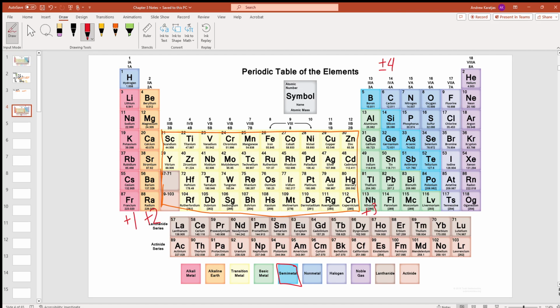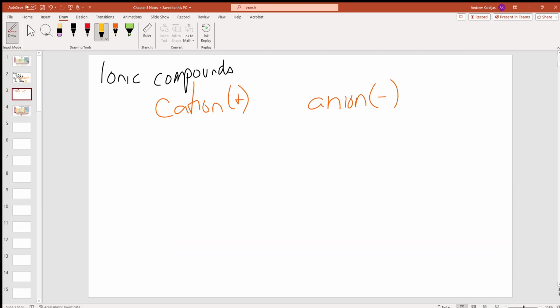And then as we get more into the nonmetals, this is where we see negative charges, so -3, -2, -1. So in general, cations are almost always metals, and anions are nonmetals.